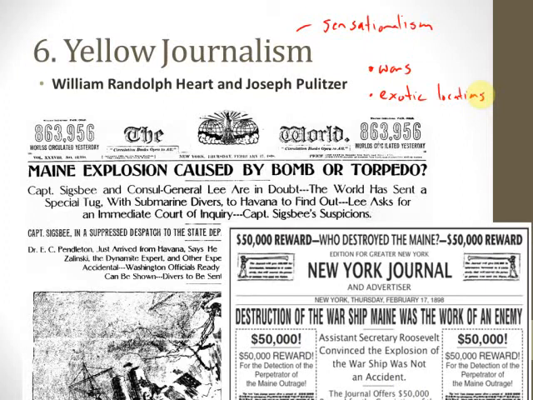Or imagine the allure of China. Oh my God, what's in China? I would buy a newspaper to read about that. Or the Philippines. Oh my God, the Philippines? I would want to read about the Philippines.